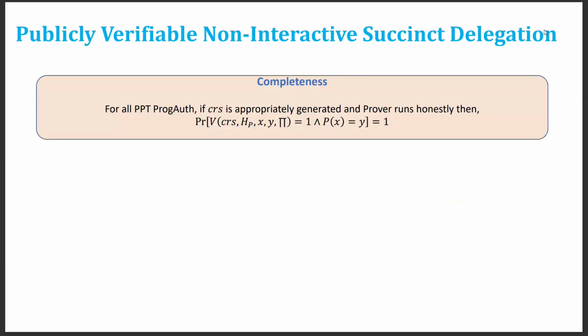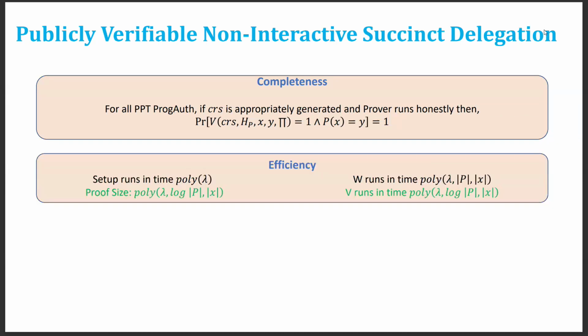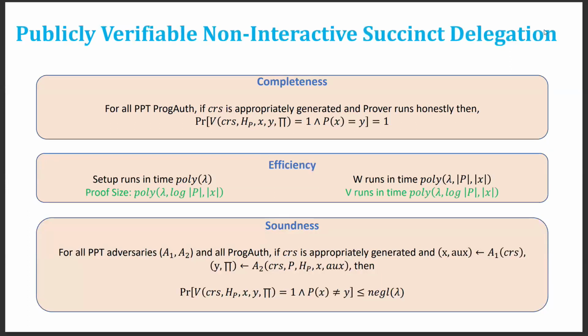We need the following properties. First, completeness, which says that for all programs generated by this program author, if the CRS is appropriately generated and the prover runs honestly, then if P of X is indeed Y, then with probability 1, the verifier must accept the proof. We have the efficiency requirements, which you already discussed, based on the verifier runtime, the size of the proof, and so on. And finally, we have the soundness requirement, which says that for any PPT adversary, which we can split into 2 parts, A1 and A2, that upon seeing the CRS can adaptively generate the input and the proof along with the output, if the output of P on X is not equal to Y, which the prover claims to be, then the probability that the verifier accepts the proof will be at most negligible.